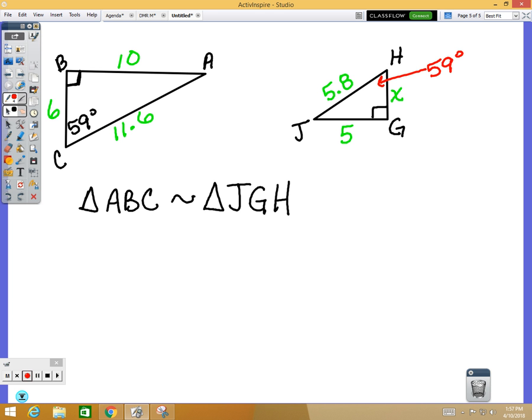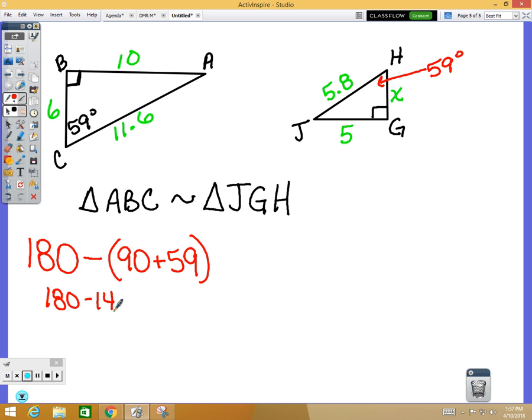So one angle is 59 degrees, one angle is 90 degrees, but I don't know what the third angle is. How can I figure out what the third angle is if it's not given to me in either of the triangles? Add the two angles that we know together, then what? What is the total of all three angles? 180. So what would we do with that information then? Good. So if we have 180, we're going to subtract from 180 the two angles that we know, which are the 90 degrees and the 59 degrees. So 180 minus 149, 31. So that means angle A is 31 degrees and angle J is 31 degrees.